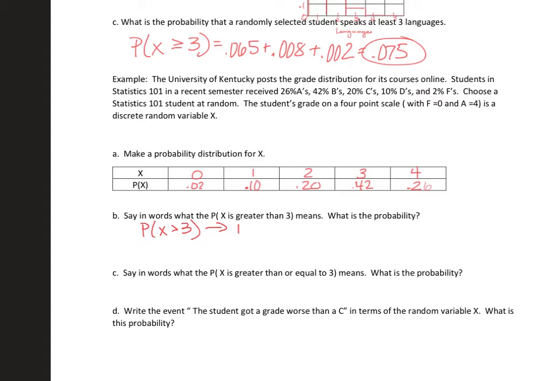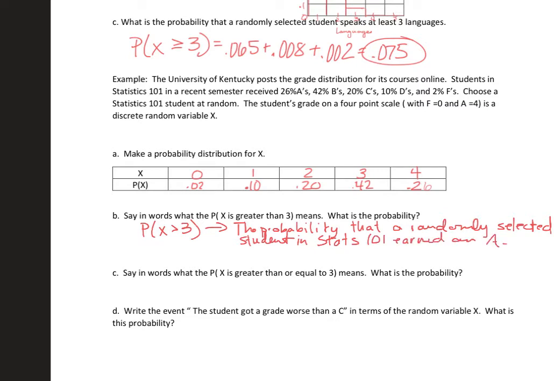So we would say this is the probability that a randomly selected student in stats 101 earned an A. That's what we're looking at. What's the probability that they earned an A? Well, that's pretty easy because our table gives us that value. That probability is 26%. There you go.